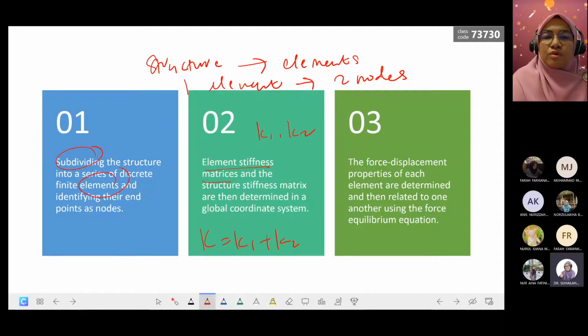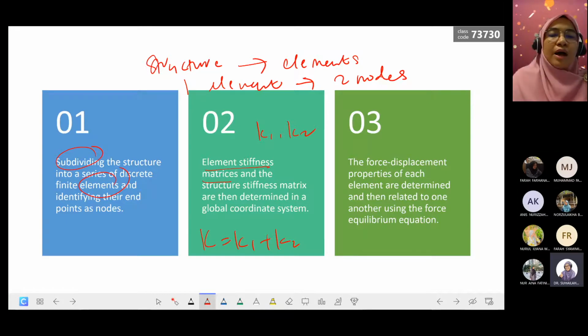And this is the most important part, because if you put the right degree of freedom, then you will get the right stiffness matrix, the structure stiffness matrix. If you put the wrong degree of freedom, you will get the wrong structure stiffness matrix, and it will influence the behavior. It will influence the displacement as well as the reaction and also the member forces.